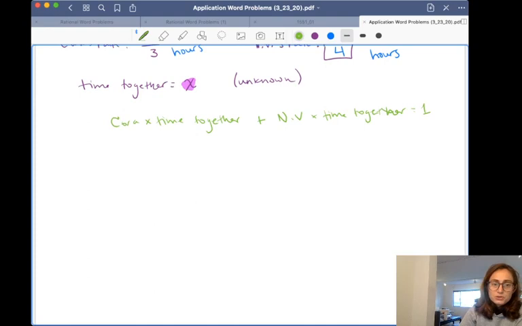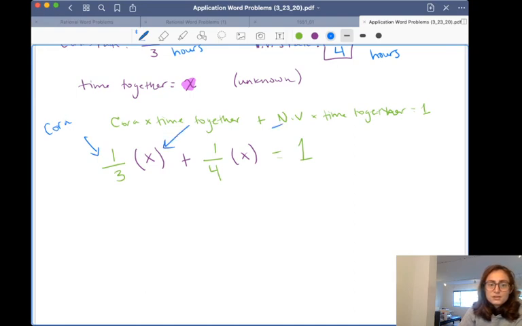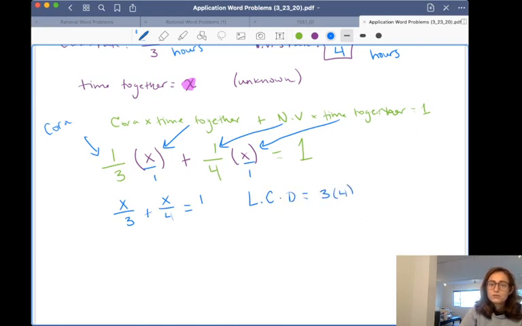So because the time together is what we don't know, it's going to be 1 over 3 times x. This is Cora, the x is the time together, this is Envy, and the x is the time together. So remember, if we're multiplying 1 over 3 times x over 1, I can put a 1 underneath the x, so the shorter way to write that would be x over 3, and this one would be x over 4 equals 1. So my least common denominator is going to be 3 times 4, which is 12.